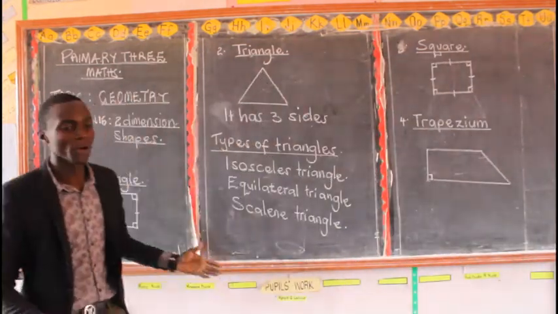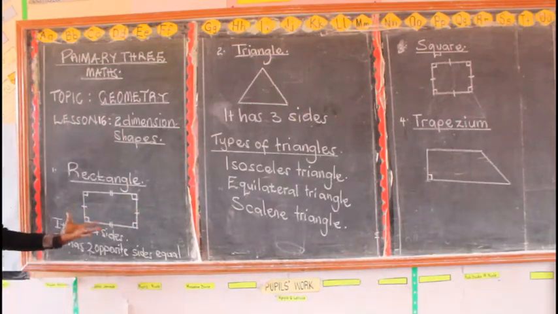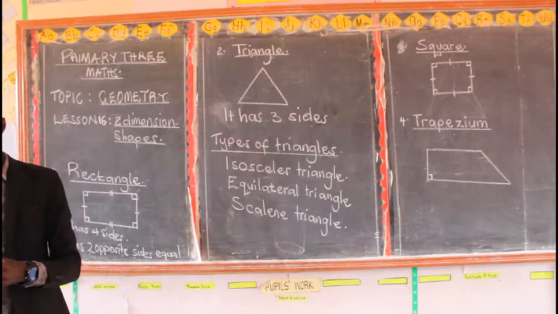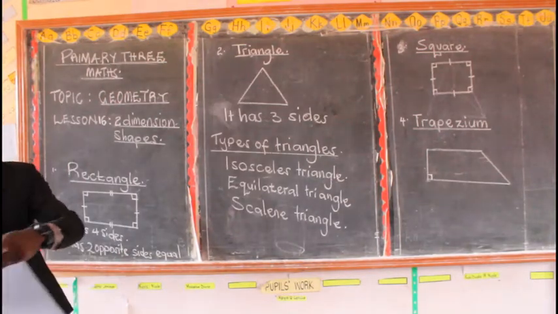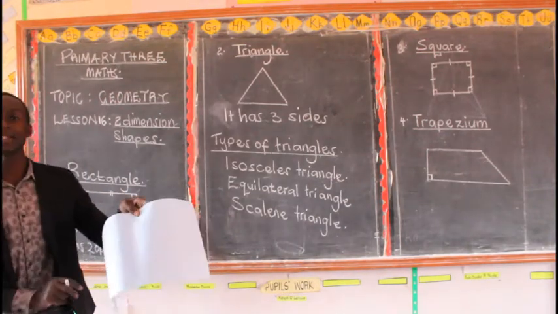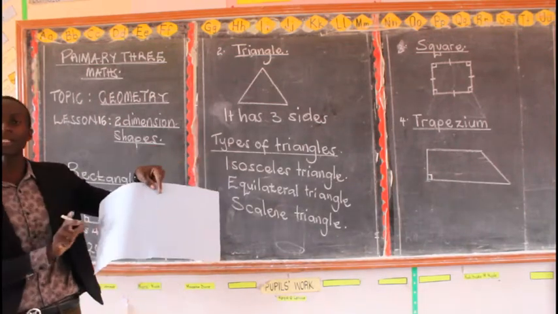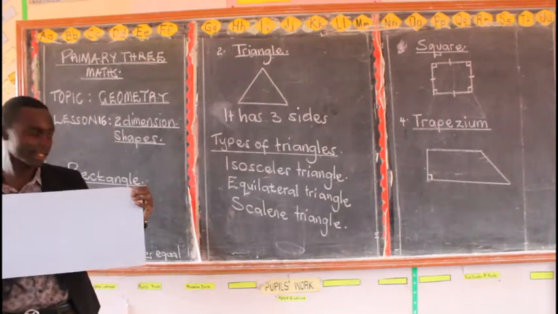Now we are looking at what we call a rectangle. One of the properties of a rectangle is that it has four sides. I have a rectangle here. It has four sides. This is 1, 2, 3, and 4. This is a rectangle, and it has four sides.